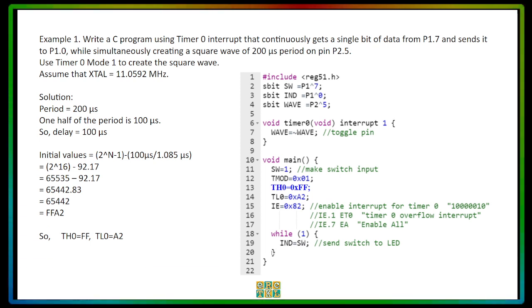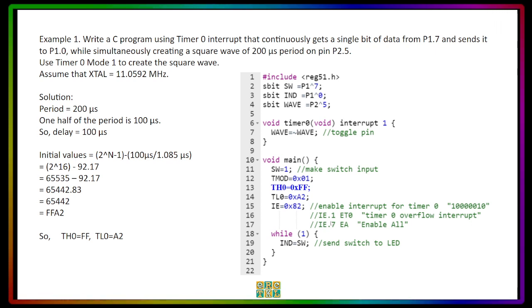Now, the while(1) here will be doing repeatedly or continuously the command IND equals SW. So if you remember, the IND is port 1.0, so it will take its value from the switch here, which is coming from port 1.7. So if port 1.7 has 0, then port 1.0 will also have 0. So the IND variable for P10 will depend on the value of P17 as required in the question, where the bit of data will be from P1.7 and it will go to P1.0 continuously or repeatedly.